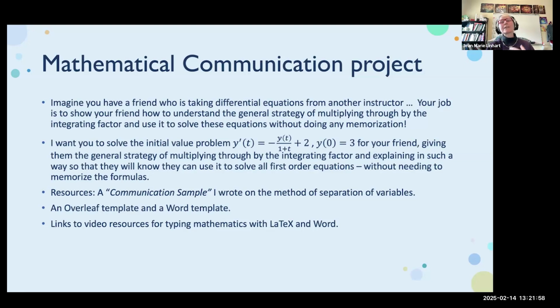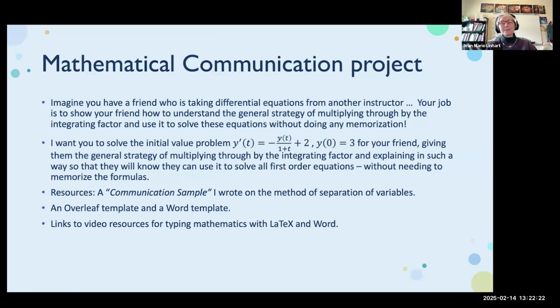And why it works. And I give them lots of examples of this in class. I also recorded a video of me doing exactly what I want them to do on this problem. So guys, we've got a video of that as well. So I really want them to think about the procedure and about how you can understand the procedure and memorize nothing from here. I did write them a communication sample on the method of separation of variables.